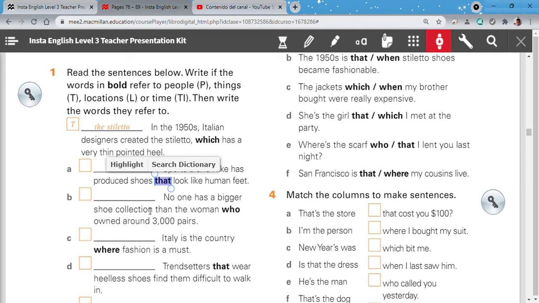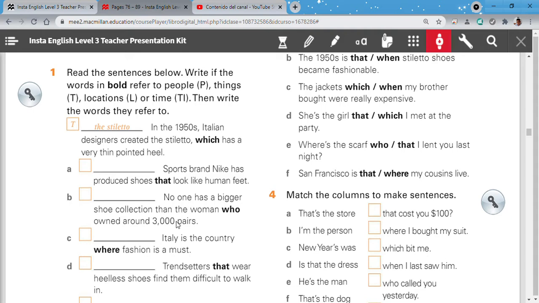Letter B. No one has a bigger shoes collection than the woman who owns around 3,000 pairs. We're talking about a woman, and a woman is a person. So a person here, letter B, and remember, who is for person. Okay? Which is for things, that for things, who is for person. But what is the word here? The woman. Okay, the woman.